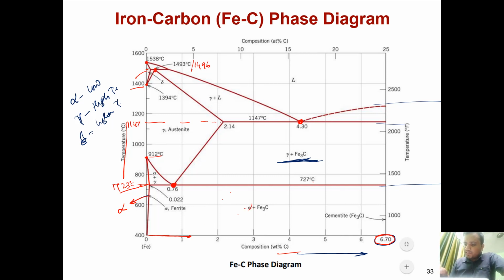At room temperature the phases are alpha plus Fe3C, and here in this region it is gamma. So from the left hand side it will be gamma plus Fe3C, because on the right hand side it is Fe3C. Then it will be gamma plus liquid, then this is the liquid, and it will be liquid plus Fe3C.